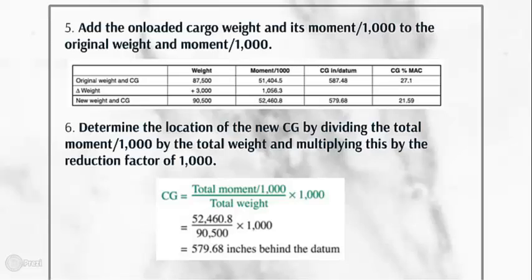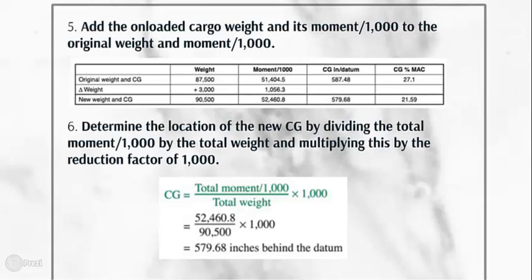It will be 52,460.8 all over 90,500 times 1,000. The answer will be 579.68 inches behind the datum.